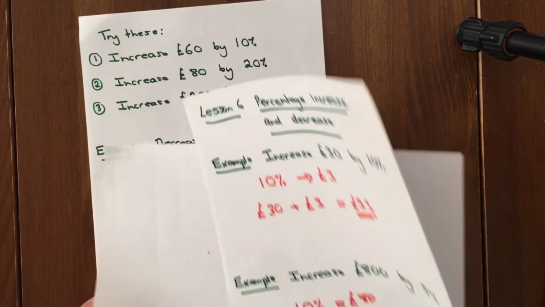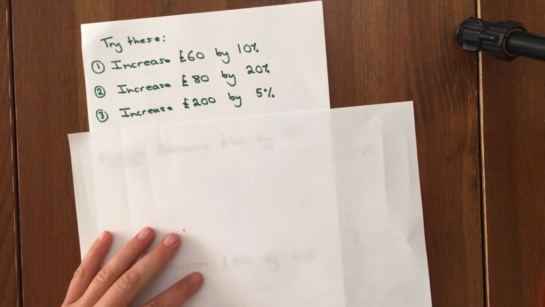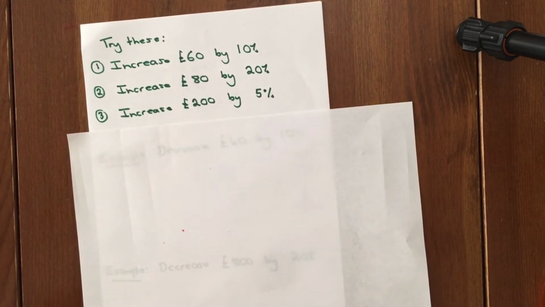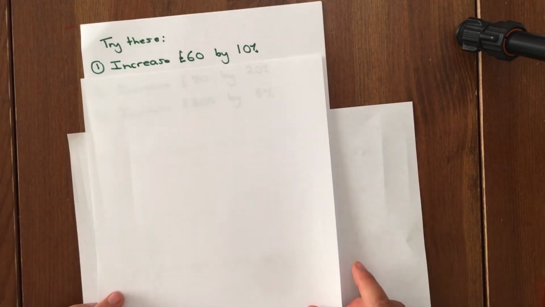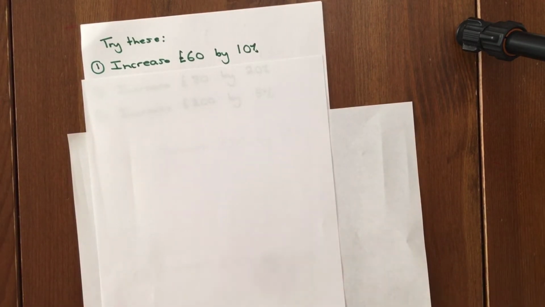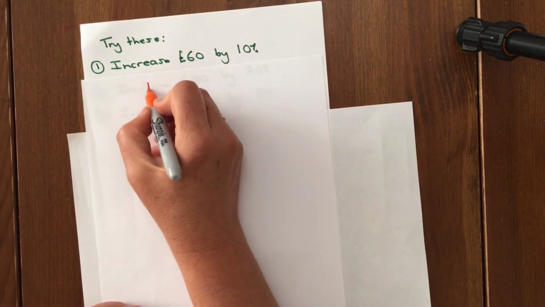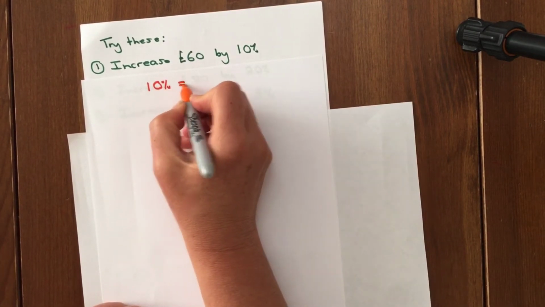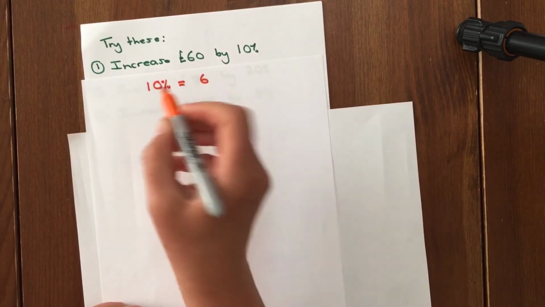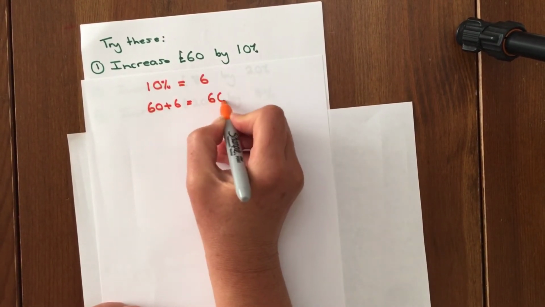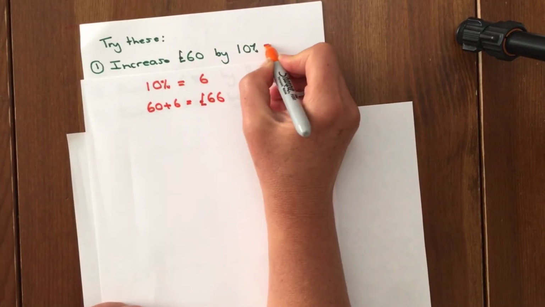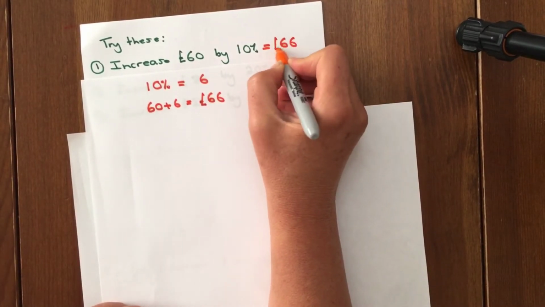So what I would like you to do now is to try these 3 questions here. So pause the video and I'll go through the solutions. Okay, so solution to the first one. So 10% will be 6. So I'm increasing, so I'm adding 60 and 6 to get £66. So my answer to the first one is £66.